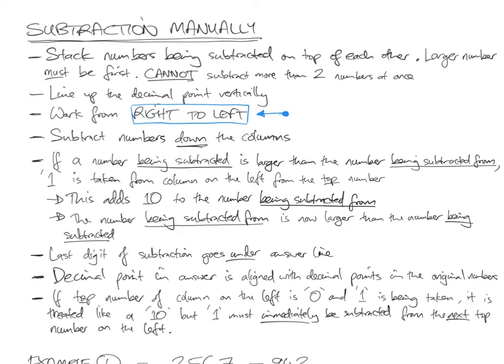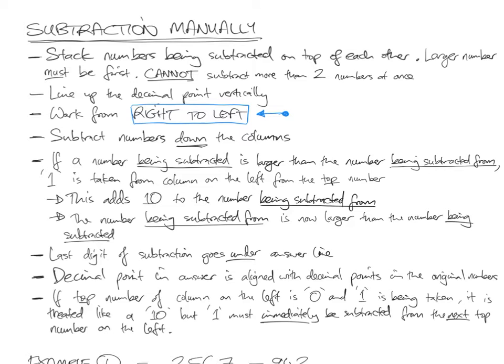What you need to do first is stack the numbers being subtracted on top of each other. The larger number must be first. We can't deal with negative numbers when you're subtracting manually. Also, you cannot subtract more than two numbers at once, so don't try. You need to just stack two numbers on top of each other and do that subtraction. If you've got multiple subtractions to do, then you do them one after the other.